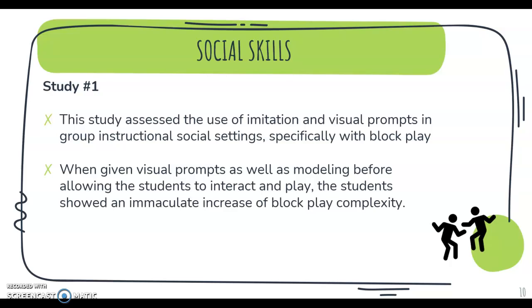The students participating in the study were both at risk for disabilities, students with autism, and students without disabilities. The first intervention occurred with modeling of how the block play would go for the students. When the students were given this imitation and modeling instruction, every single individual increased their levels of engagement between each other. However, when given visual prompts as well as modeling before allowing the students to interact and play, the students showed an immense increase of block play complexity. The students without disabilities practiced block play with greater engagement after the visual prompts, but not as much as the individuals who were at risk or had disabilities.